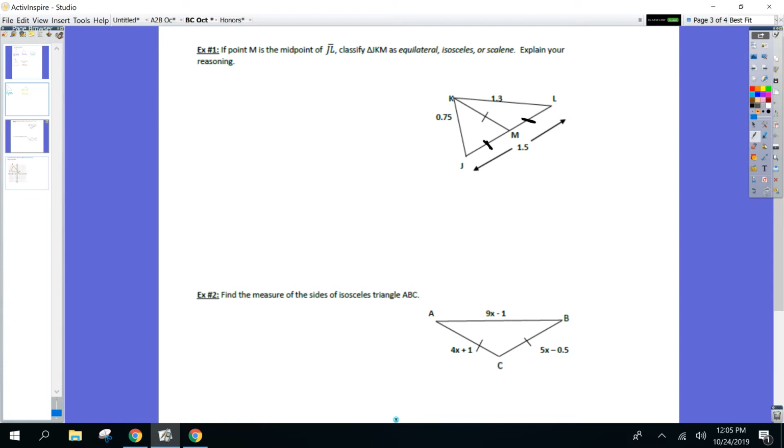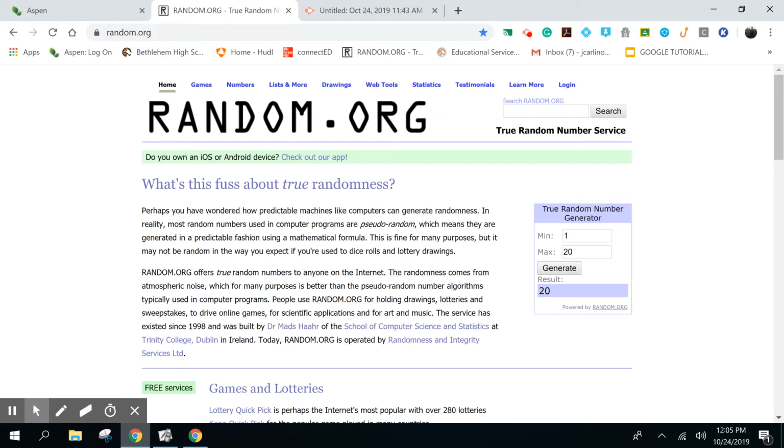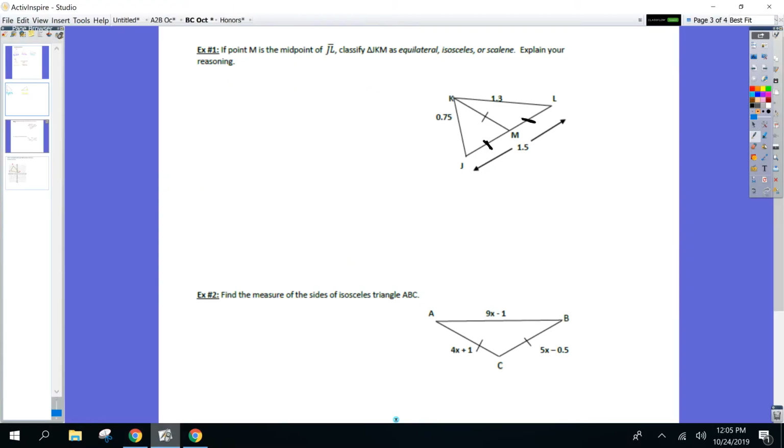Perfect. The question is, triangle JKM. Find those vertices. JKM. Equilateral, isosceles, or scalene. Well, right now, it's isosceles. But I still have to check to see if it's equilateral or not. How can I do that? Well, this was 1.5. What must JM and ML be then? If that was 1.5, now I'm going to go to you guys. 0.75. Nice job.